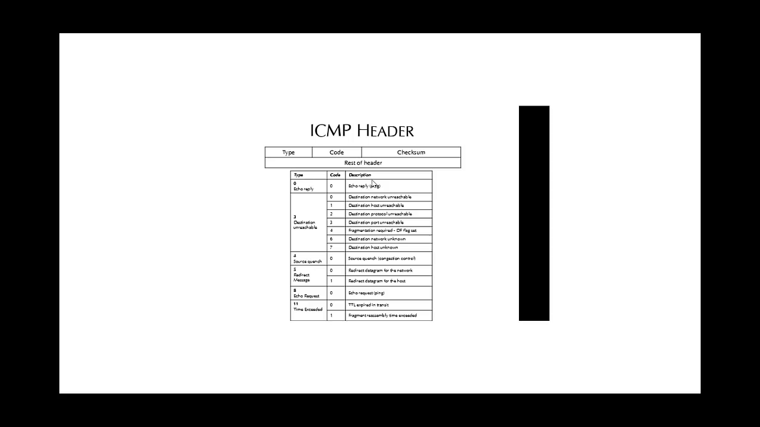ICMP can also be used for diagnosing problems. For example, ping. The ping utility is used to send ICMP echo requests to an IP address and wait for an ICMP echo response. It reports on the number of responses received and the time interval between sending the request and receiving the response. It is used basically to test whether a host is reachable.